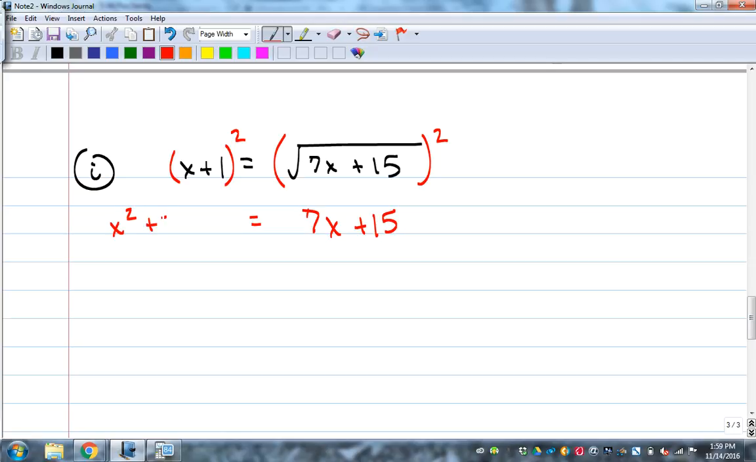x squared plus 2x plus 1. Because x plus 1 squared is x plus 1 times x plus 1. Distribute: x squared plus 2x plus 1.